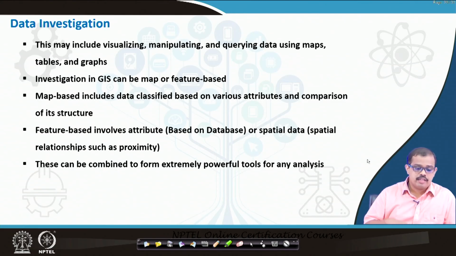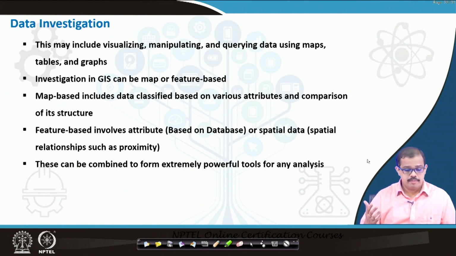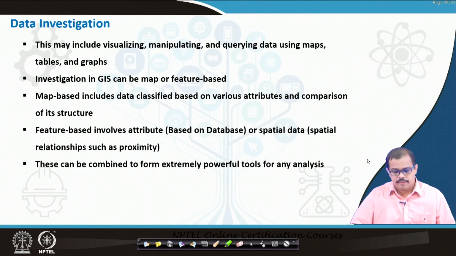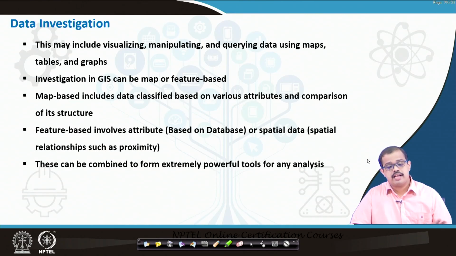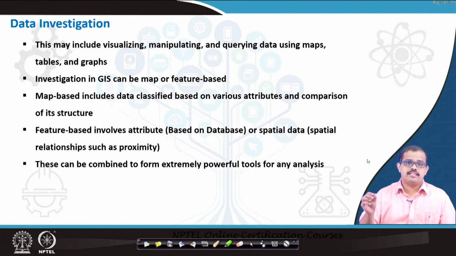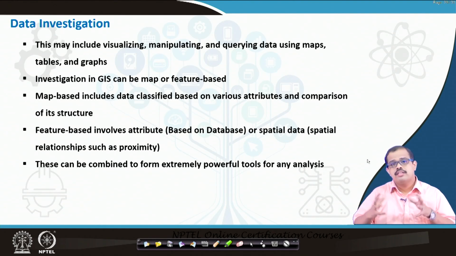So when we look at map based, it includes any classified information. For example, when I say classified, it is classified based on classes, sectors, themes, and many of them. So various attributes and comparison of its structures. When I say feature based, it involves attributes based on a database, or it can be on the spatial data itself. So spatial relationships such as proximity, etc. So these are the queries.